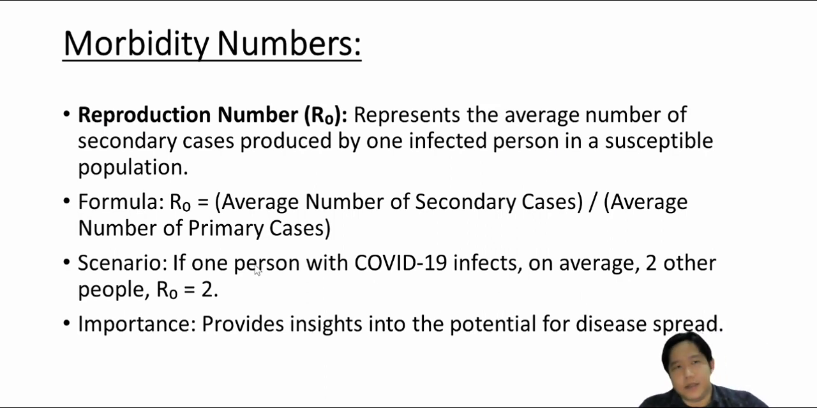What's the importance of knowing this particular number? It provides insights into the potential for disease spread. When the R0 of a disease is quite high, for example measles, which has an R0 of approximately 12 to 20, in some cases 25 or more, this means the disease is very contagious.